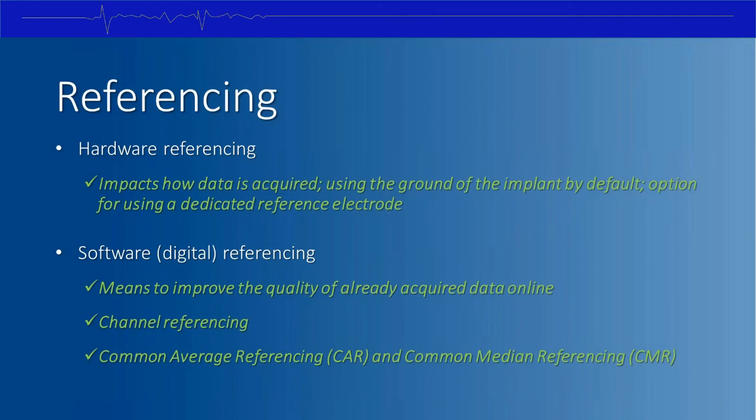We also talked about software digital referencing. This is a means to improve the quality of already acquired data online. One option is to use channel referencing. This is most useful when one channel has an artifact or noise common to other channels, but no common signal of interest. Another option is to use the average or median as a reference. This is most useful when all channels have a common noise and common signal of interest. CAR and CMR work best with lots of channels.